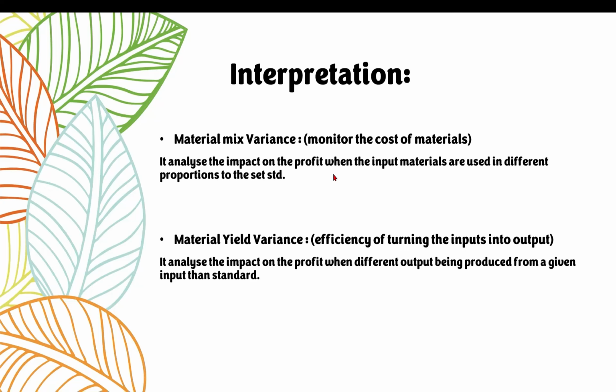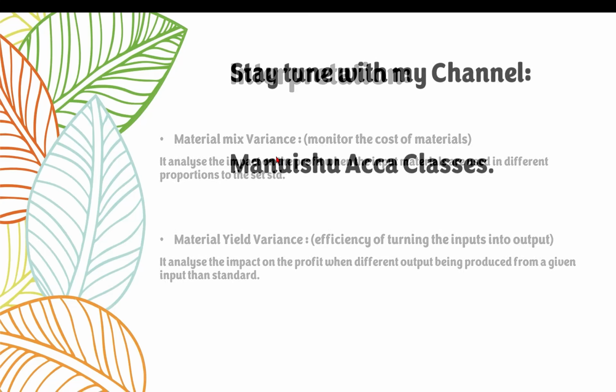Okay, and one more thing, these variances could be interrelated. That means a favorable material mix variance may lead to an adverse material yield variance. Okay, and this could be due to the quantity being used, or the difference in quality between the materials used. Okay, so these are the interpretations of material mix and yield variance.